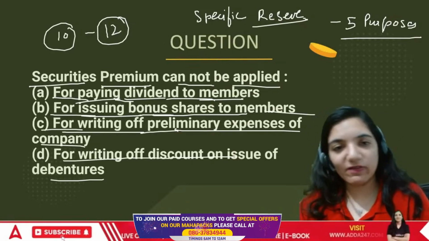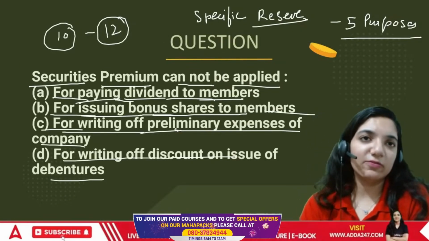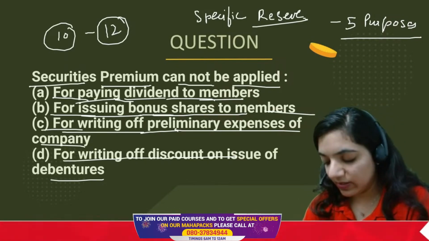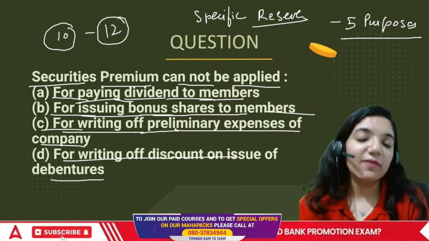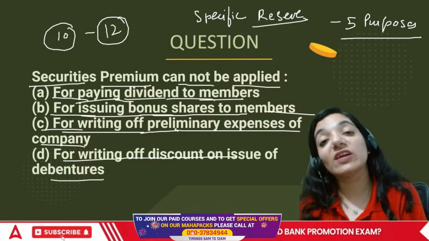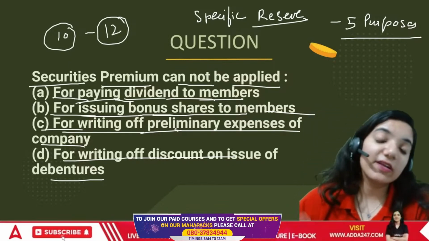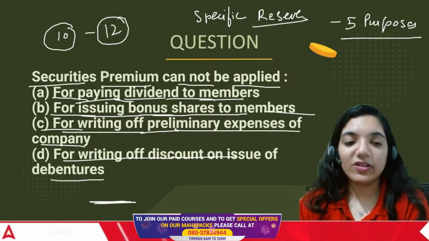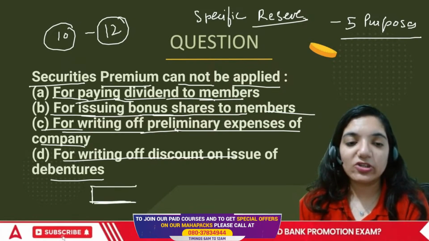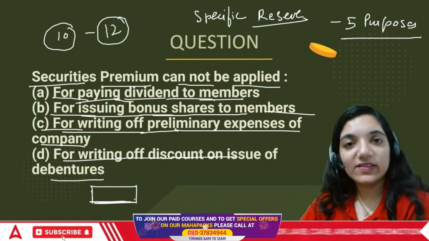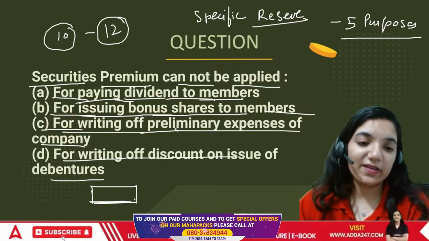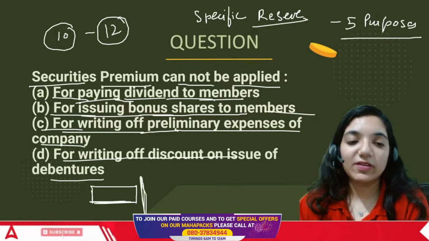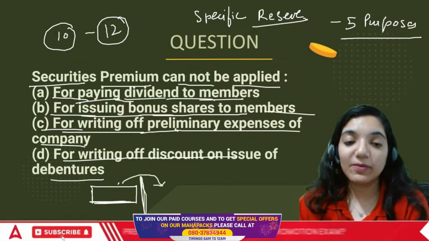It can be used for giving bonus. It can be used for writing off the preliminary expenses and all. And preliminary expenses are those expenses which are incurred before the company is built. So basically I was trying to make the company, so I had paid for the documentation, CA, CS, the legal charges, everything was paid. Once the company was formed, these expenses belong to the company only, no?